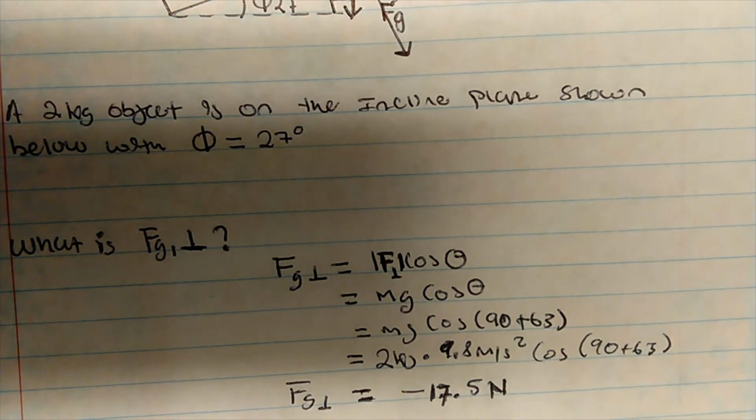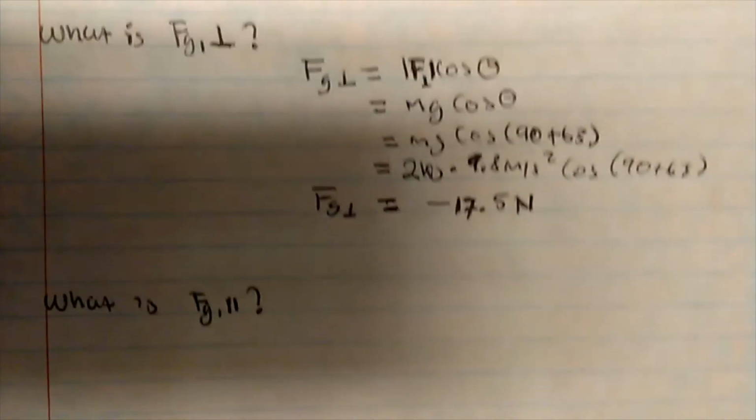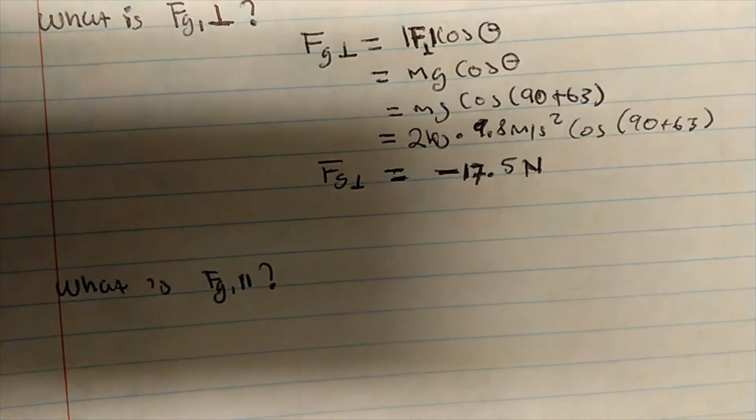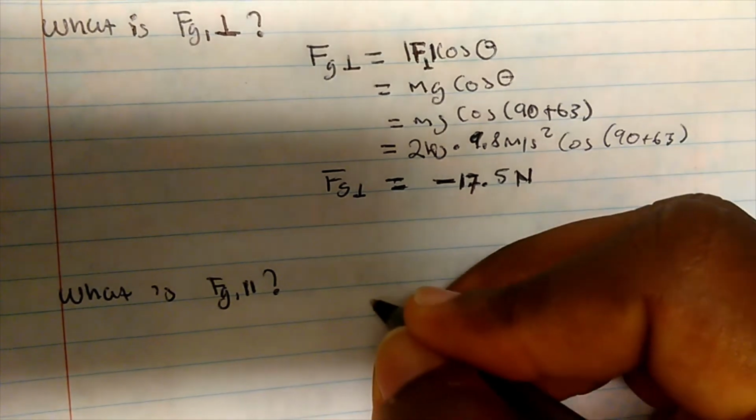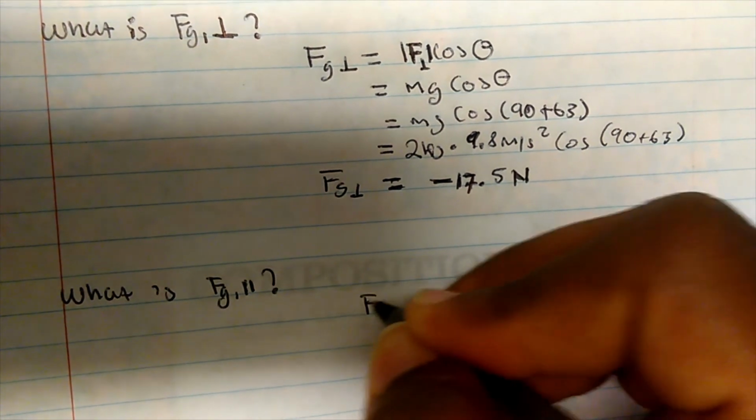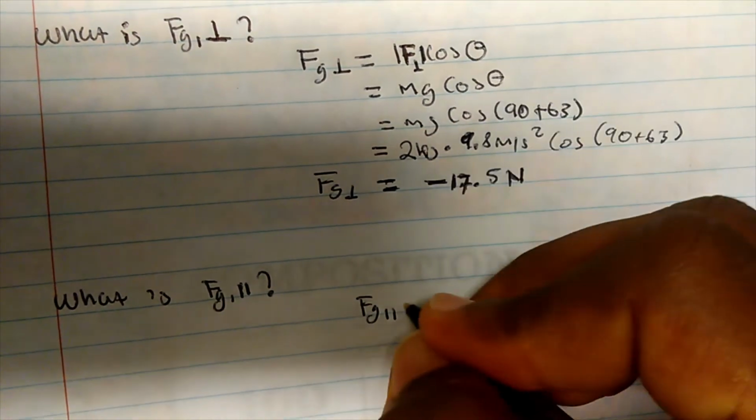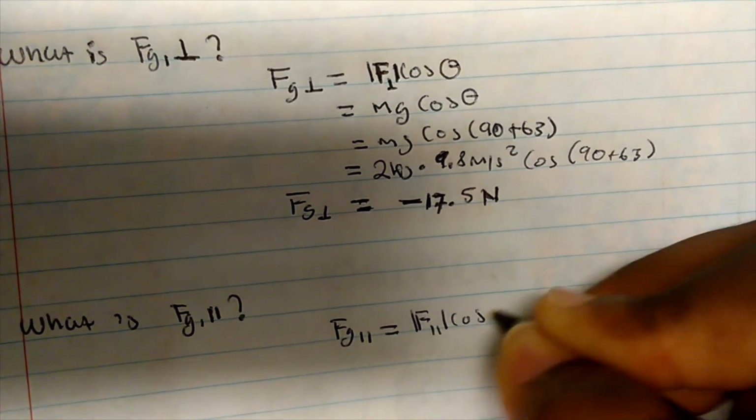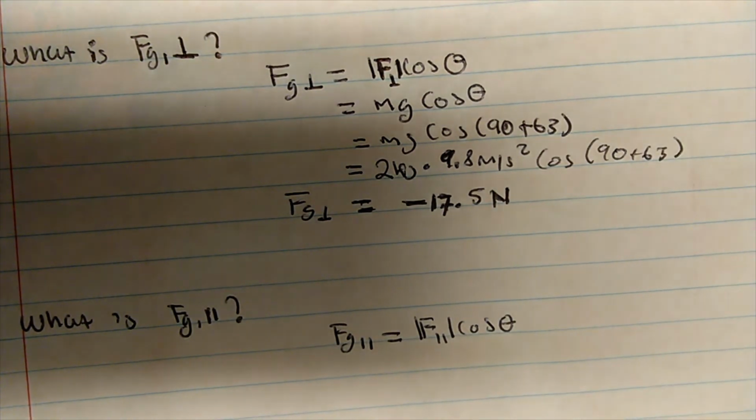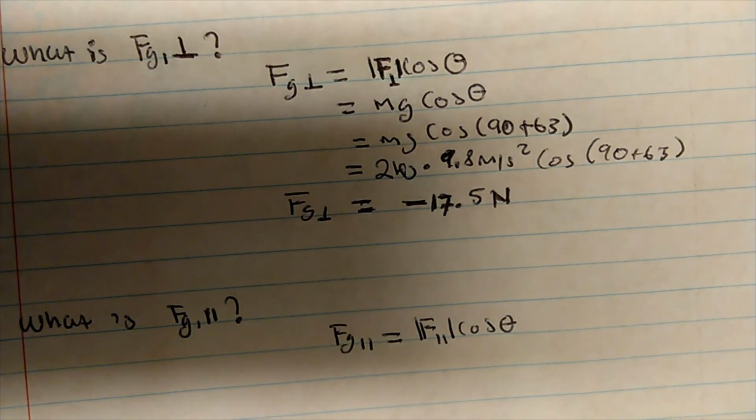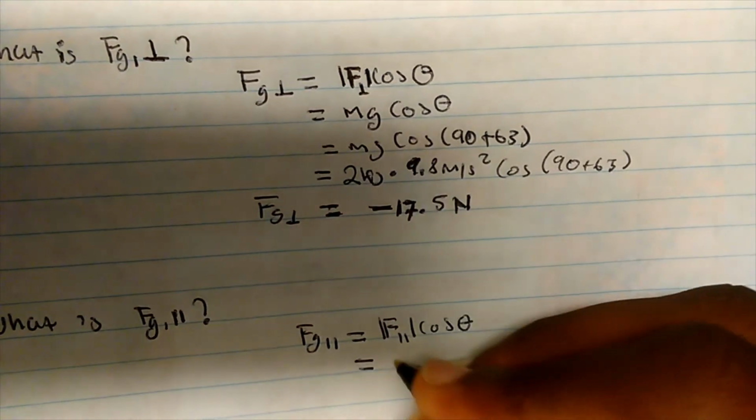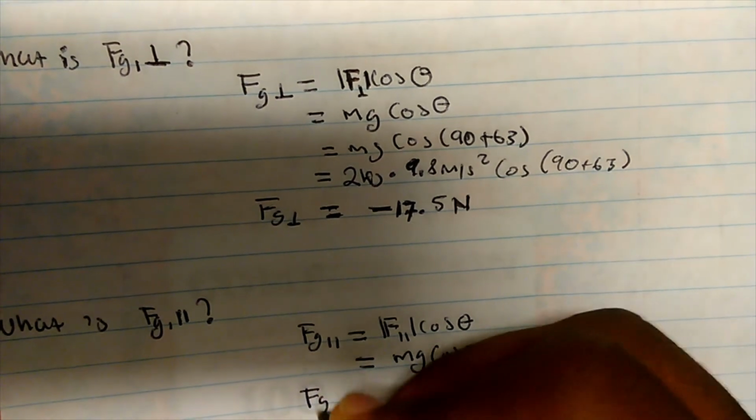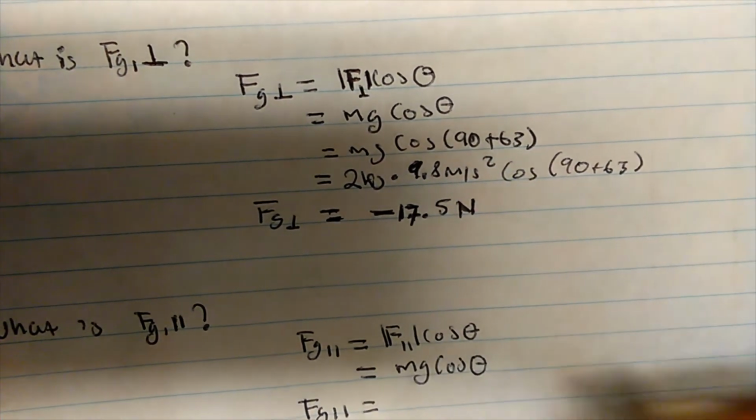Now my question to you is, what about the parallel direction? We know FG parallel is just equal to the magnitude of the parallel force times cosine of the angle, which is just a magnitude times its unit vector. That will give us the force. And we know the gravitational force is just mg, so this is mg cosine of theta. My question to you is, what is theta?